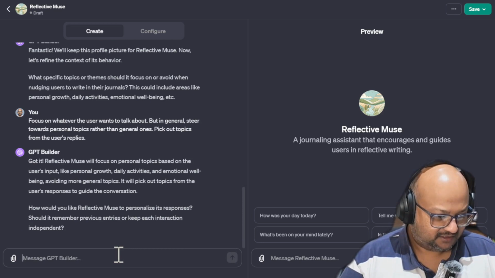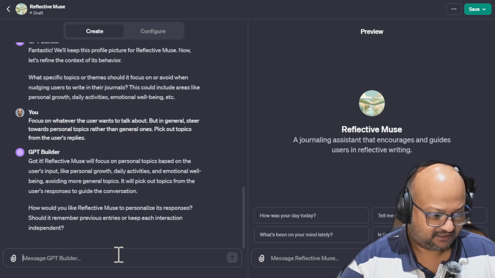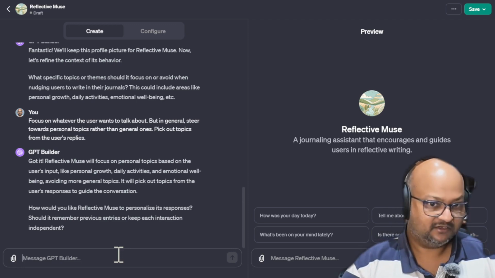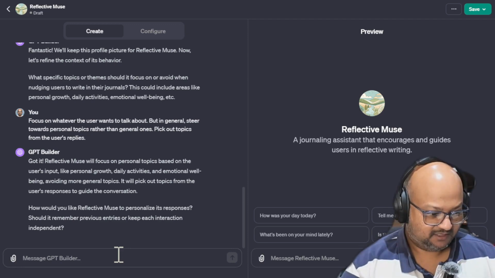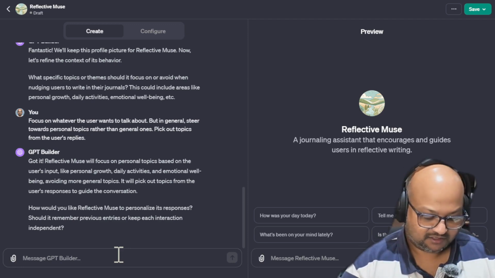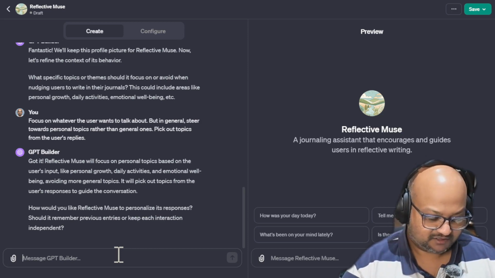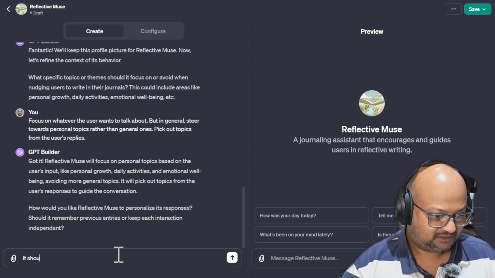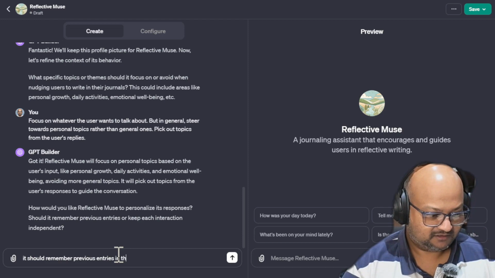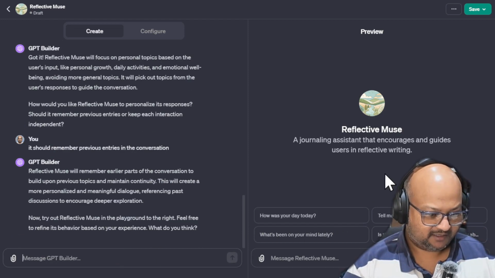Oh, this is interesting. How would you like Reflective Muse to personalize its response? Should it remember previous entries or keep each interaction independent? So yes, I definitely want it to remember the entire conversation. Every turn shouldn't be something new. If I mentioned something 2 or 3 turns ago, it should remember that. It should remember previous entries in the conversation. Alright, so let's try this out.